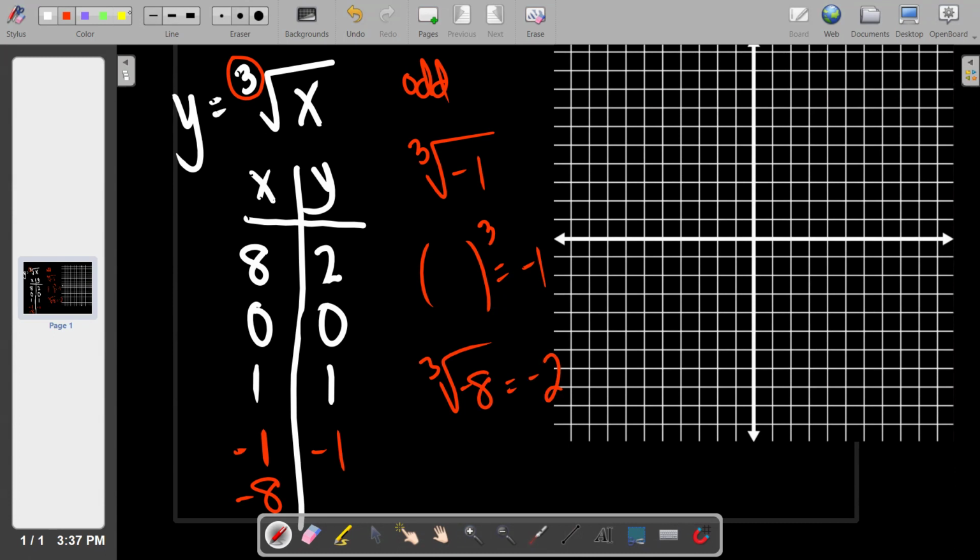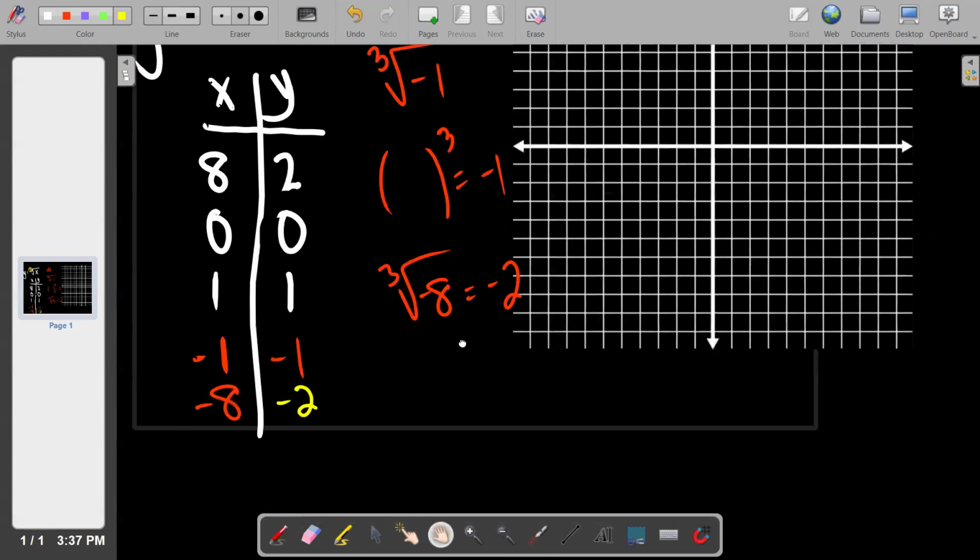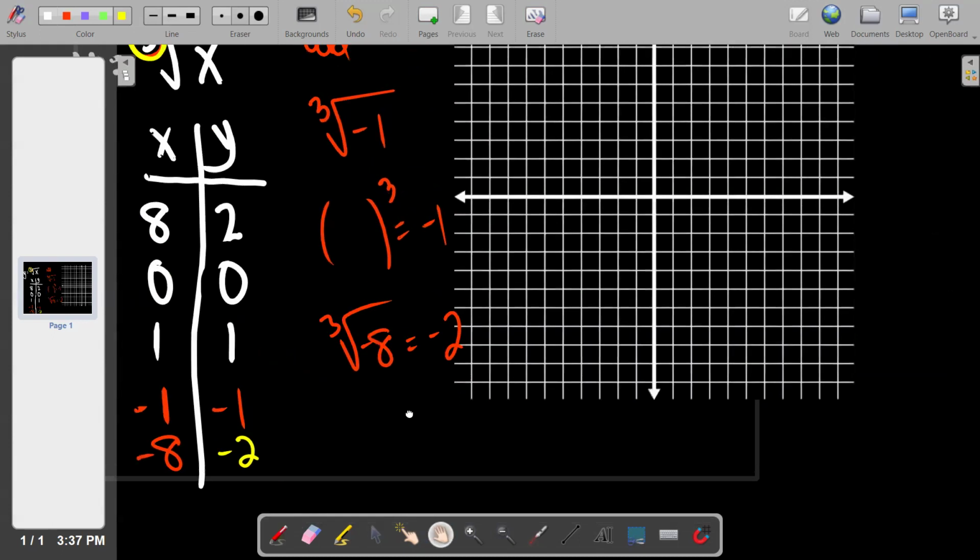So the thing I've circled up here in yellow is the key. When we talk about roots, if the index, the flavor determiner of the root, is odd, then you can do positives, negatives, the whole shebang. Because odd numbers don't care. They can go both ways. So the cube root of -8 is -2. Do you have a picture yet in your mind of what the cube root graph is going to look like?